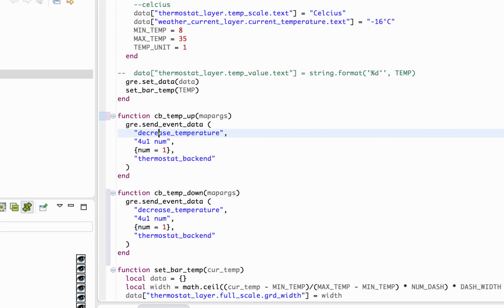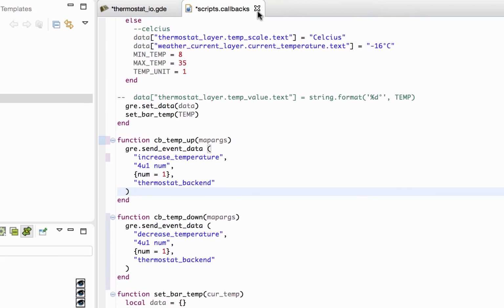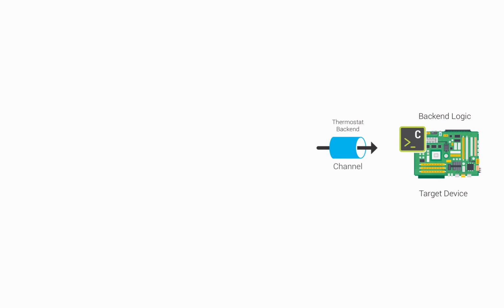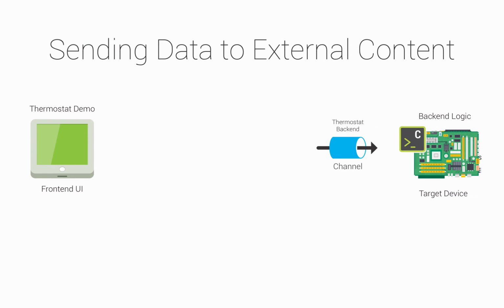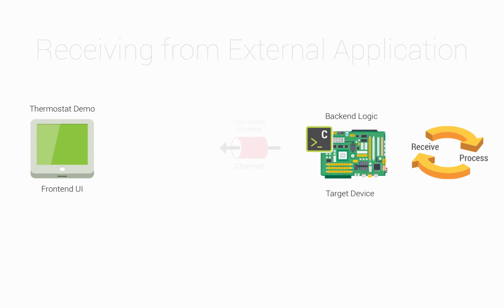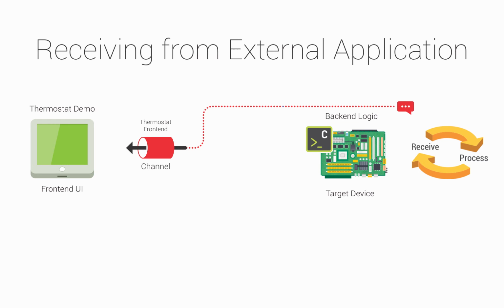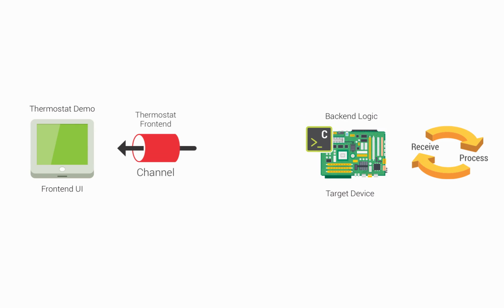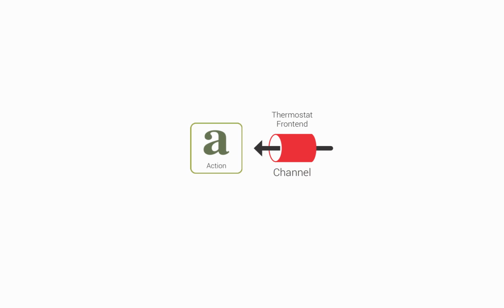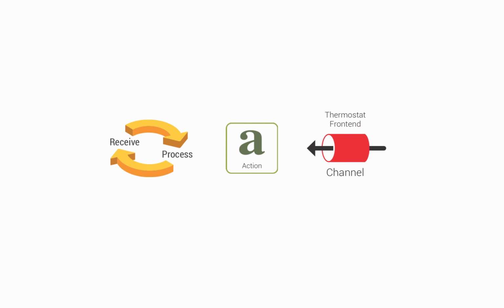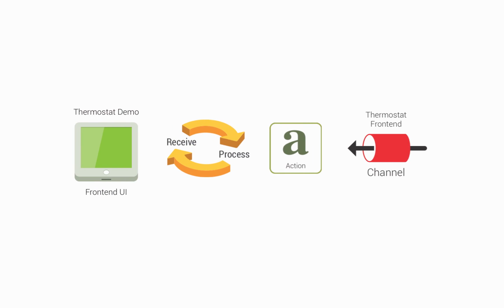The event name that's included with this function will be picked up by the backend application that's going to receive this information through its channel ID. The backend will receive and process the sent data, then it'll be used in the event name for increased temperature, and the updated information will be sent back to the front end channel. So now, we need an action on the front end that can receive this information and update the UI accordingly.